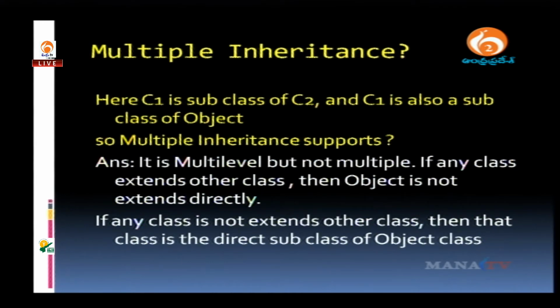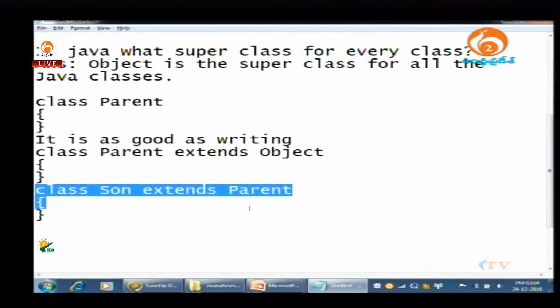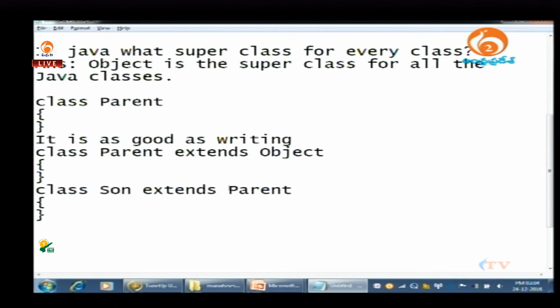If any class extends another class, then Object is not extended directly. You need to understand: if some class is extending another class, that is the parent. So Object is not the direct superclass to the son class. That is the meaning of this statement.